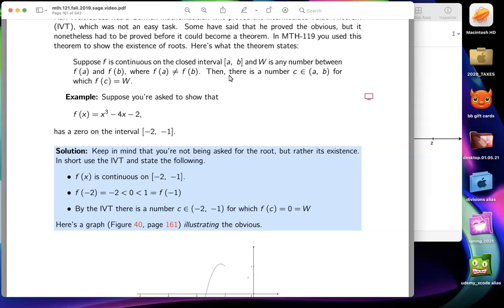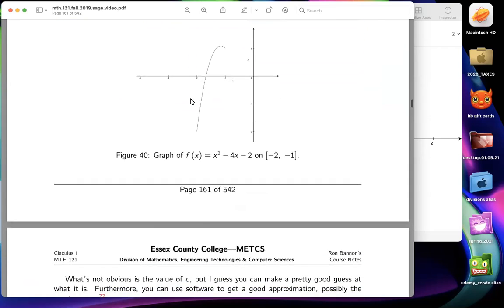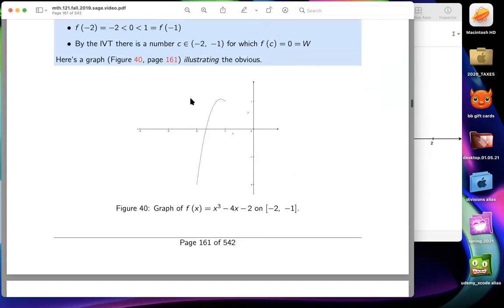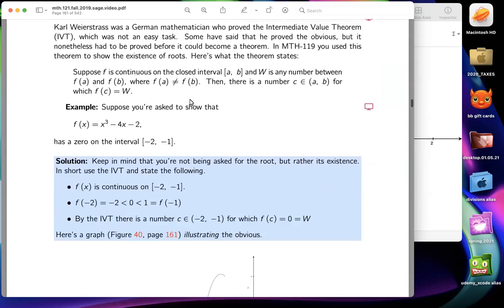So anyway, it goes on to say that if there's a number W between f(a) and f(b), you'll be able to find some number c along the x-axis, by the way, on the open interval between a and b, such that f(c) equals W. When I say x-axis, I really should be saying the abscissa. So we go through examples, of course, and the examples are supposed to illustrate the points being made in this IVT.